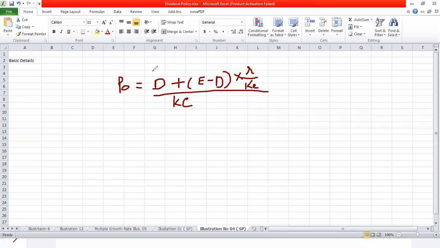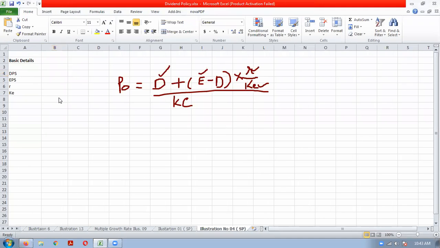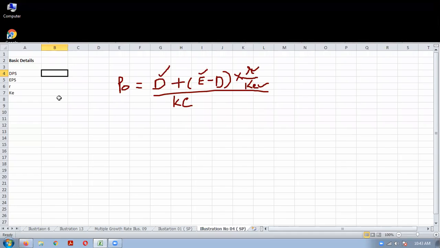So what all details we will require? We will require the dividend per share, earnings per share, rate of return, cost of capital. All this detail we will require before starting to solve the model. So let us understand one by one. Dividend per share, DPS, EPS, rate of return R, KE. Let us check whether all the details are there in the question, or we will have to find out.